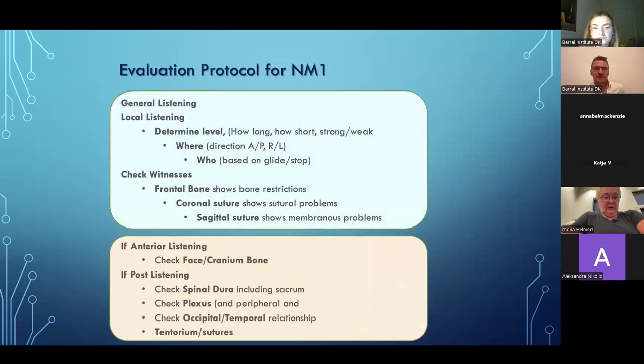So we do have a protocol. This also shows you a little bit about what you may see in the NM1 class. So of course we have that general listening to feel the entire body, to have the where. And then we have the local listening to determine what exactly it is that we're dealing with. In this case, the cranium, then what level are we on?